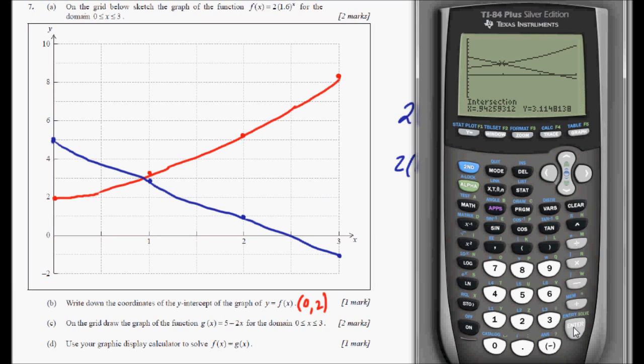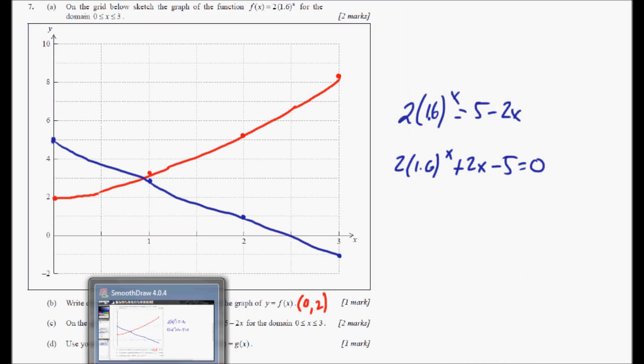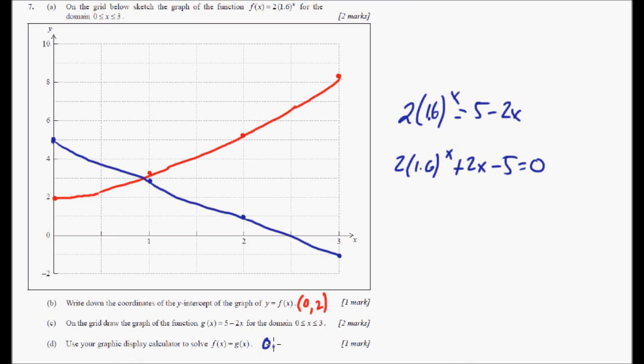Now, it doesn't ask for the point of intersection. It asks you to solve it. So anytime it asks you to solve it, it's actually asking you to find the x value. So our x value there is going to be 0.94, and then around it's going to be 3. So this answer is going to be 0.943.